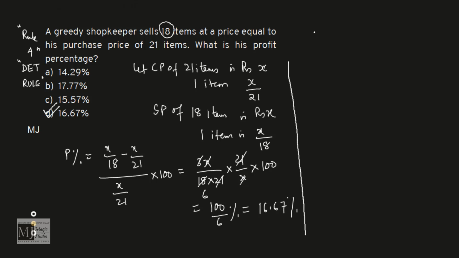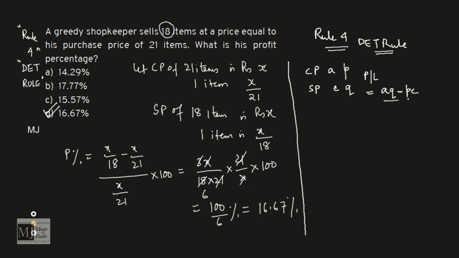But where rule 4 comes into the picture, just see that if we know our rule 4, debt rule, correctly, we can solve this entire thing in 4 seconds. See how? If CP of A items is P and SP of C items is Q, then profit or loss percentage is simply AQ minus PC by PC into 100. That's it. Now see, with this particular rule, how quickly we can do that.